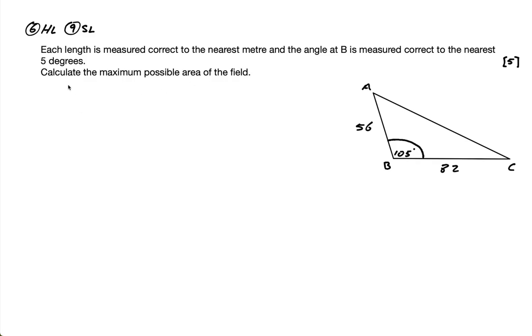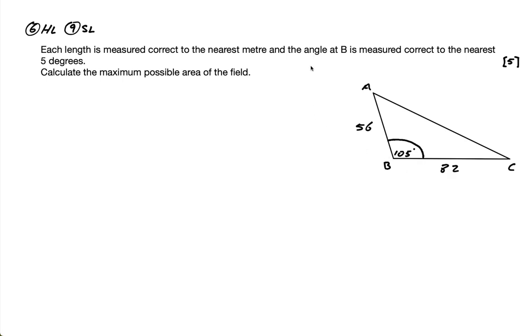Okay, question 6 for HL, 9 for SL. So this is slightly tricky. It's an upper lower bounds question. We have a triangle. Each length is measured correct to the nearest meter, and the angle B is measured correct to the nearest 5 degrees. Calculate the maximum possible area of the field.